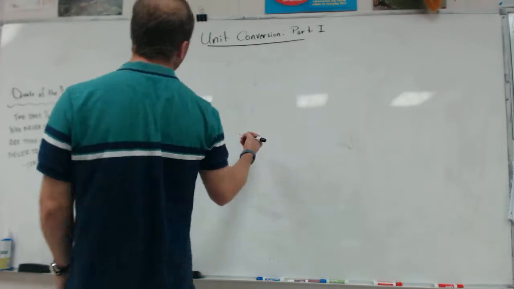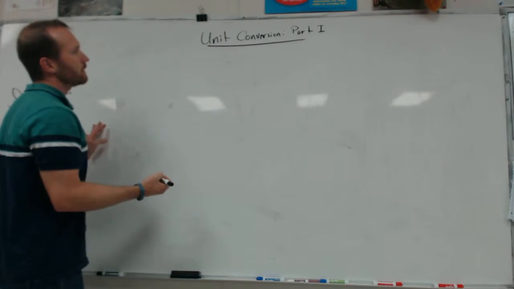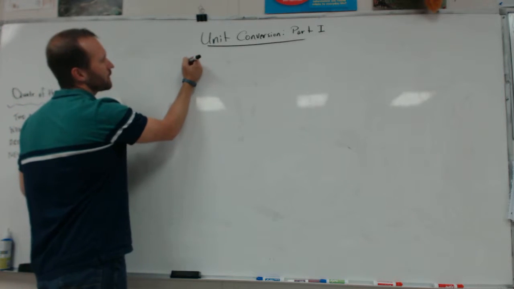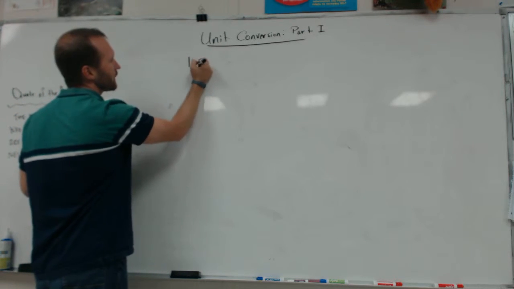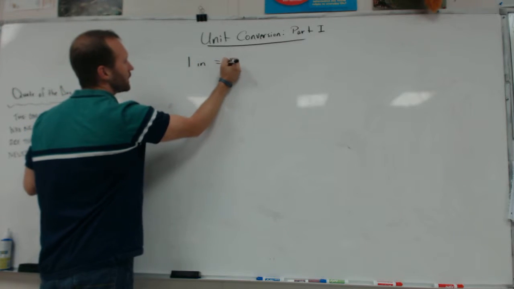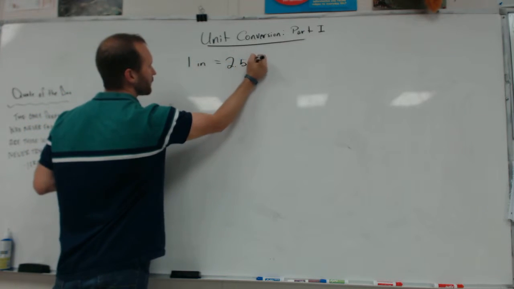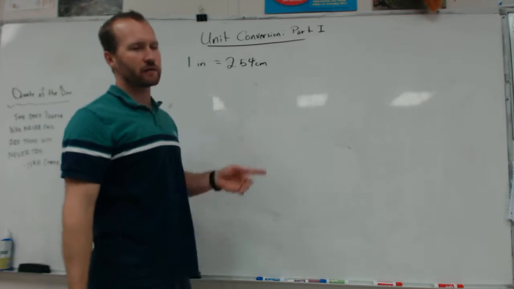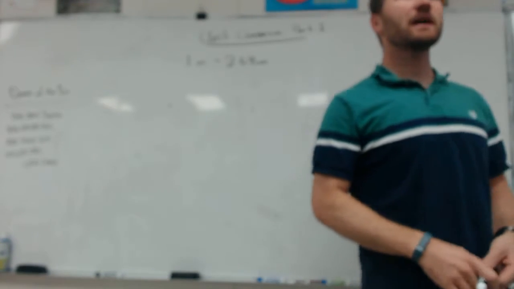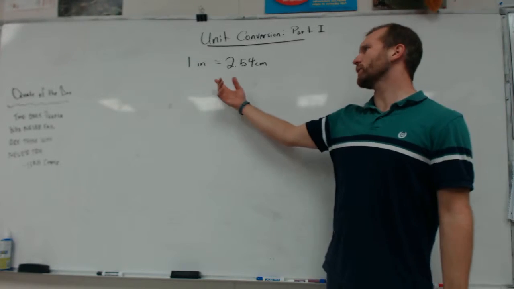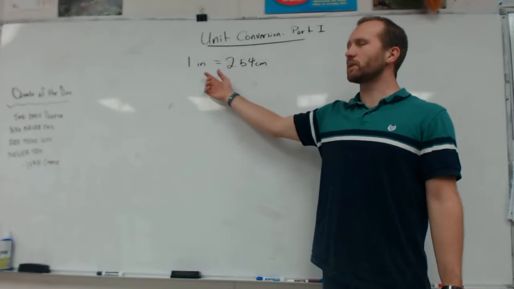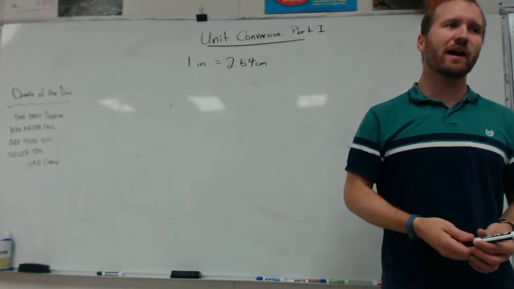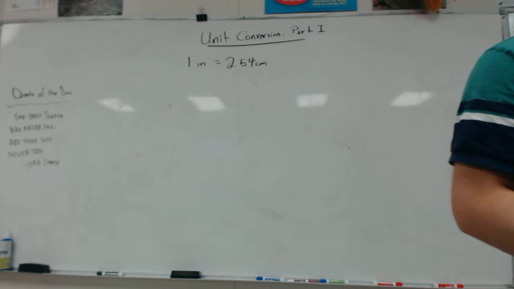Unit conversion, part one. Typically when you're given a unit conversion problem, you're given something like this: 1 inch equals 2.54 centimeters. We'll call this a conversion factor because it tells us how to convert inches to centimeters or centimeters to inches. But it doesn't tell us that very obviously, right?